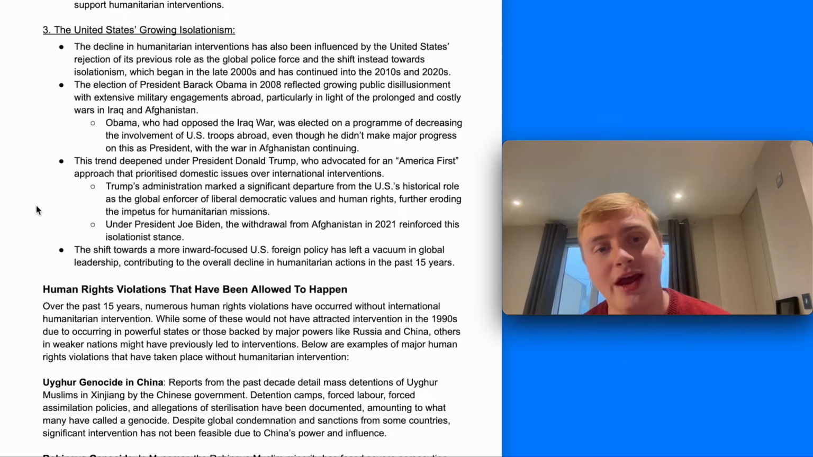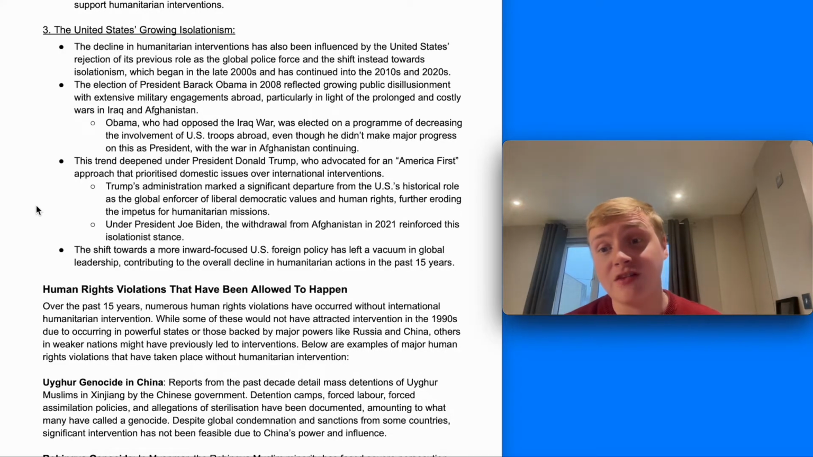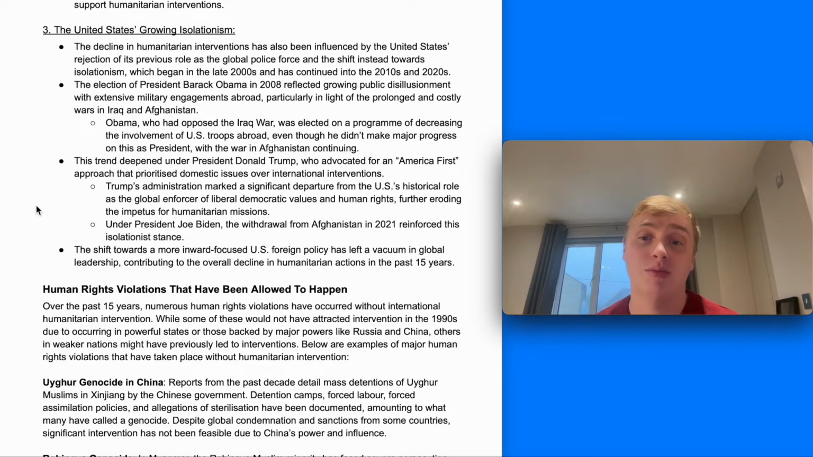And the shift towards a more inward-focused US foreign policy really left a vacuum in global leadership, contributing to the overall decline in these humanitarian interventions in the past 15 years. So, three key reasons: the clear hypocrisy of the United States due to the war on terror. For me, the most important is the growth in power of Russia and China, which not only oppose humanitarian interventions because they override state sovereignty, they also have the hard power and the vetoes in the UN Security Council to prevent them from happening. And third, the US's growing isolation as well.